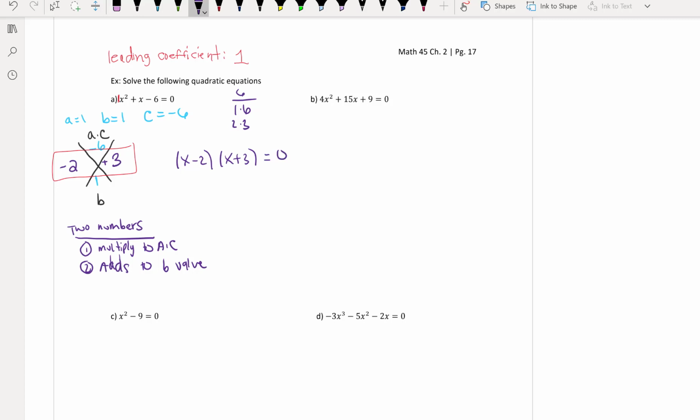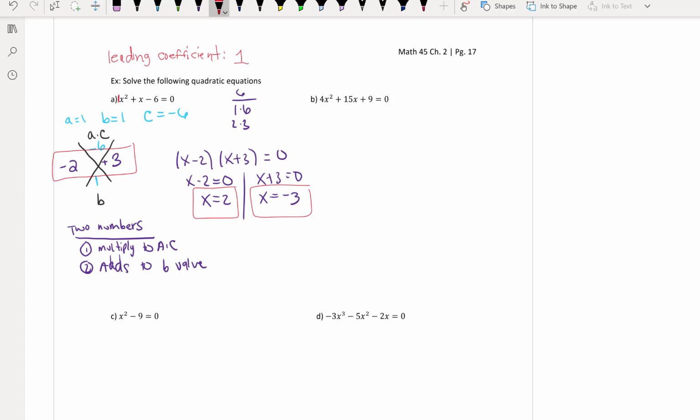So now I set each parentheses equal to 0. So x minus 2 is equal to 0. So then x is equal to 2. x plus 3 is equal to 0. So x is equal to negative 3. So now I have my 2 answers. x is equal to 2 and x is equal to negative 3.